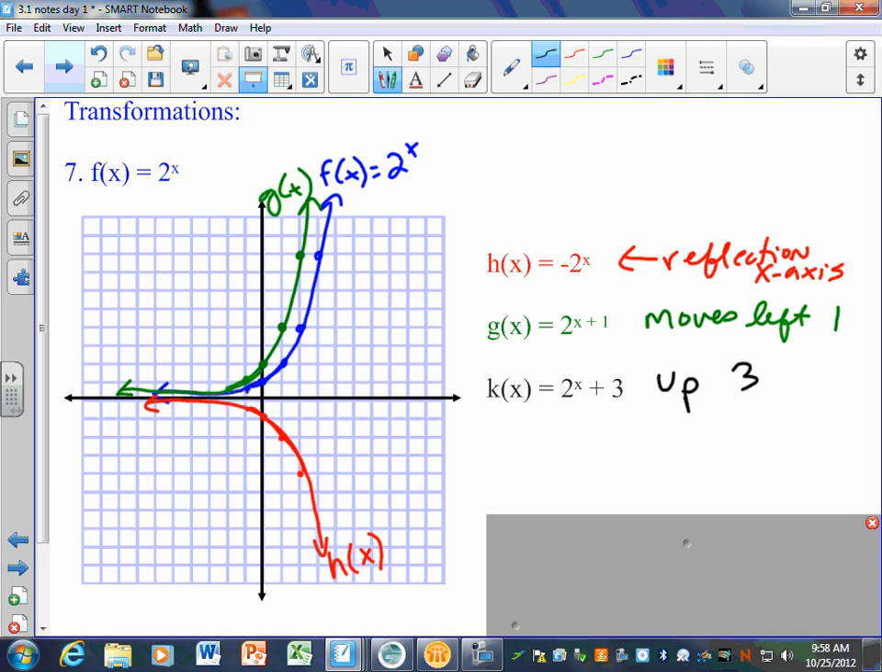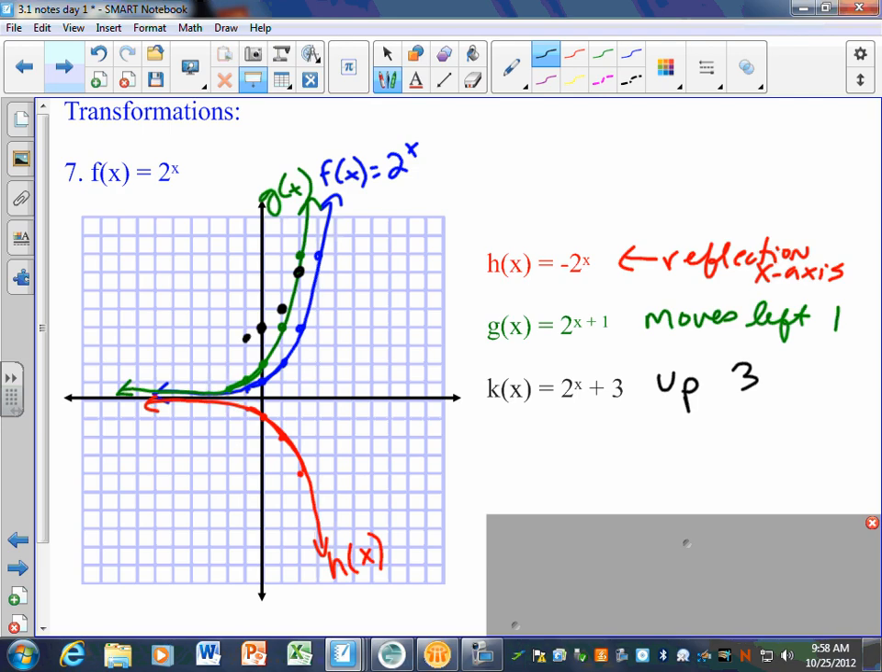But that means when I plug in 0, I'm still going to get 1 here, but 1 plus 3 is 4. So I'm taking that and I'm moving it up 3. I'm adding 3 to all of those values. I'm going to add 3 to this one. 1, 2, 3. So when you plug 1 in, you actually get 5. Plug 2 in. 1, 2, 3. You get 7. When you plug negative 1 in, you get 3.5.